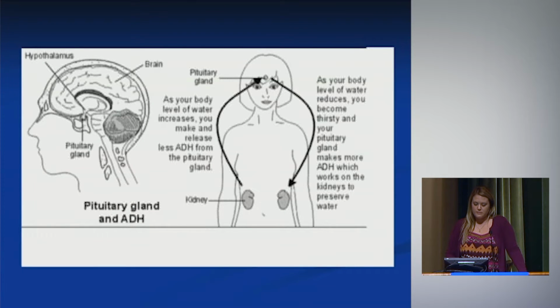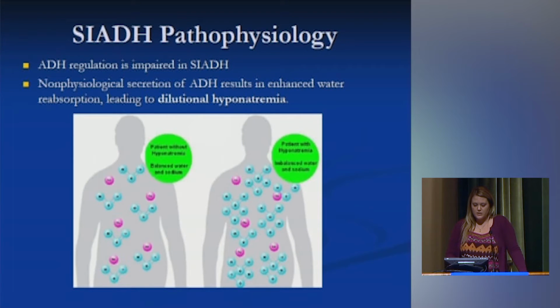This is a little picture that helps to understand. As your body level of water increases, you make and release ADH from the pituitary gland. As your body level of water reduces, you become thirsty. Your pituitary gland makes more ADH and works on the kidneys to preserve water. This picture is what helped me understand hyponatremia and SIADH the most. I'm a very visual learner, so I think this helps.